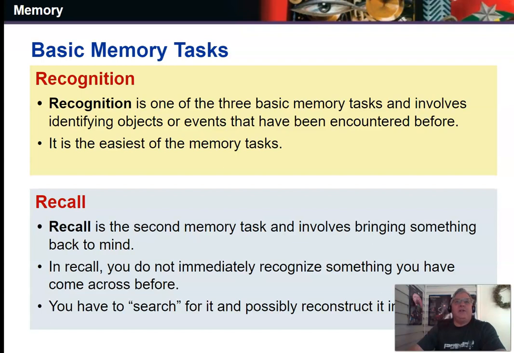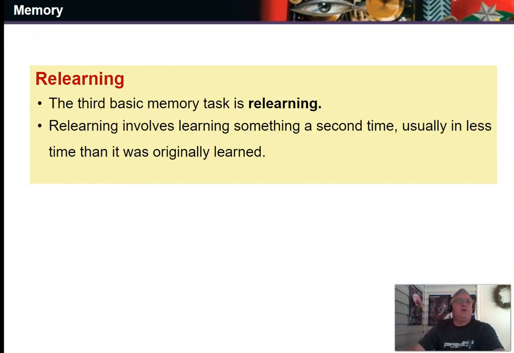Recall is the second memory task. It involves bringing something back to mind. In recall, you do not immediately recognize something you have come across before. You have to search for it and possibly reconstruct it in your mind. Relearning is the third basic memory task. Relearning involves learning something a second time, usually in less time than it was originally learned.